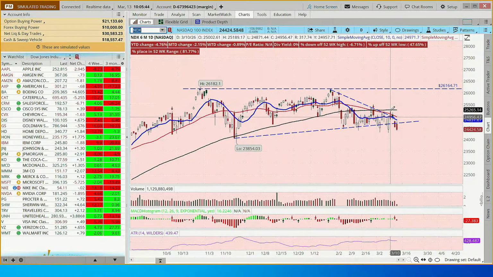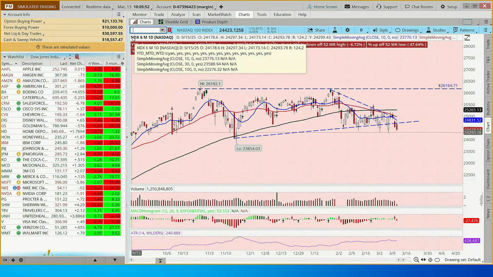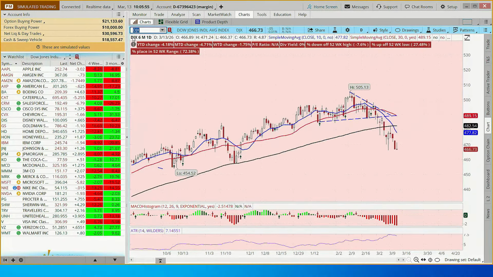Yeah, somebody's asking if I can review the Nvidia iron condor. I not only am going to review it, but we're going to place another iron condor trade on Nvidia today. So we're going to have a quick look at the Dow. That looks even more unsettling than the NDX, does it not?